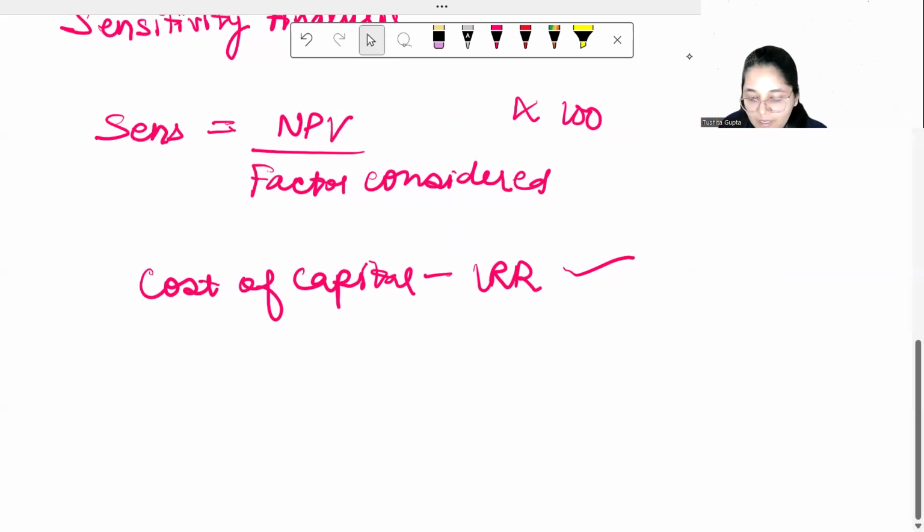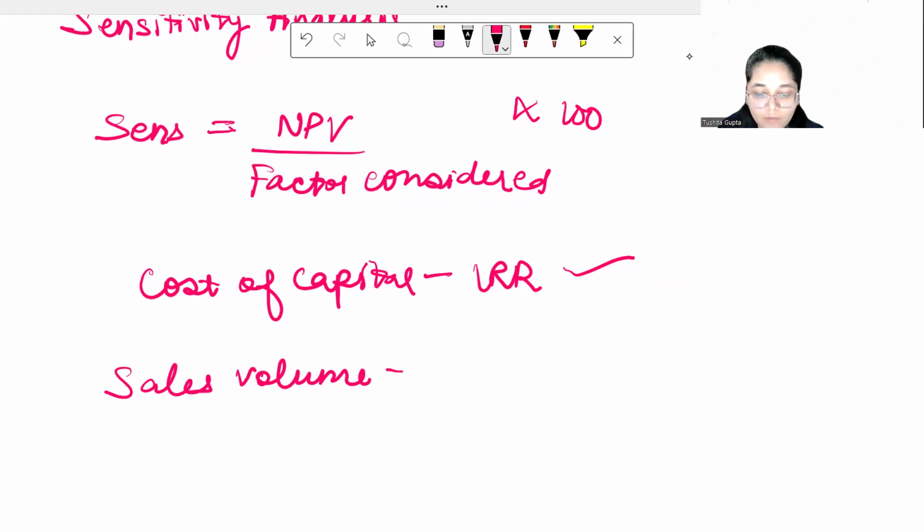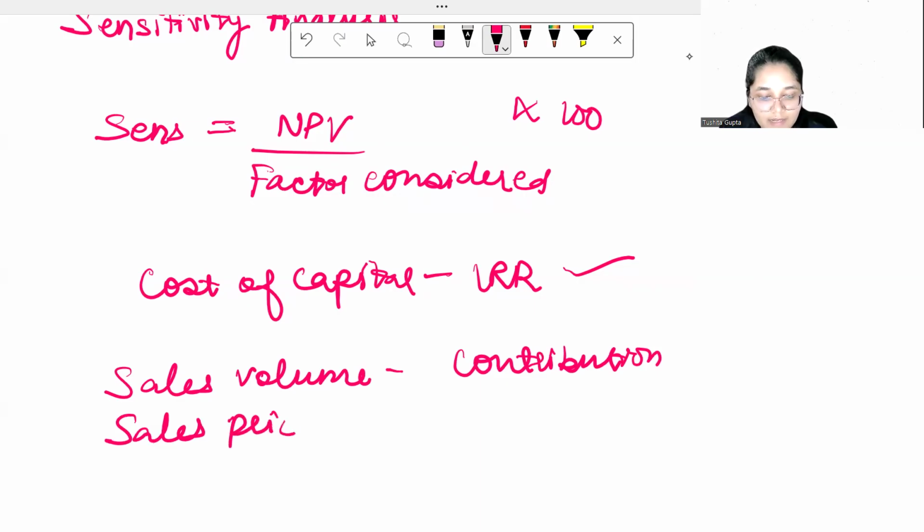One more thing to remember is that if you want to calculate the sensitivity towards sales volume, then make sure in your denominator you're taking contribution. And if you want to calculate for the sales price, then you take the revenue in your denominator. This is how you will work it out for these two things. Make sure that you are not confused. Whenever you're talking about sales volume, make sure you're taking contribution, and whenever it's about the sales price, make sure that you're taking the revenue.